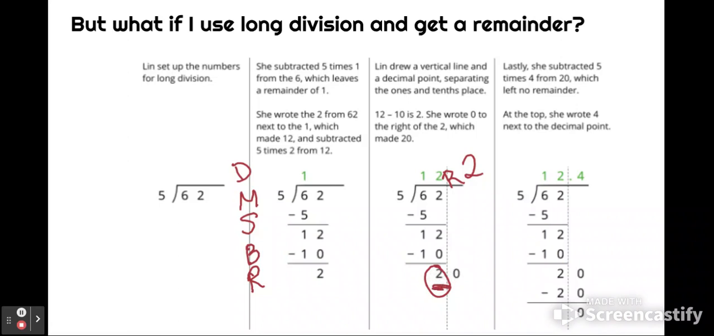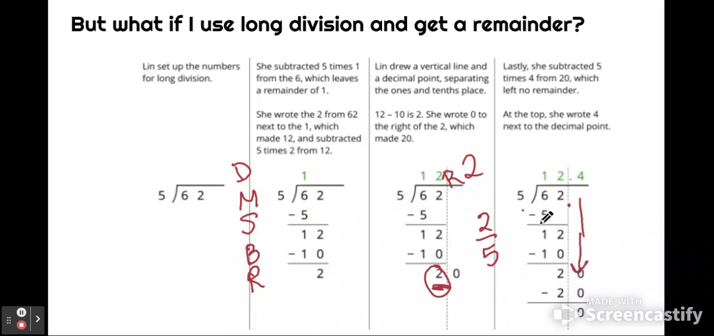And what that 2 actually represents is I have 2 out of 5, because 5 is my divisor. I have to figure out, okay, what is 2/5? I have 12 and 2/5, but what does that mean in terms of a decimal? Here's what you're going to do. She put a decimal in here and brought down a 0.